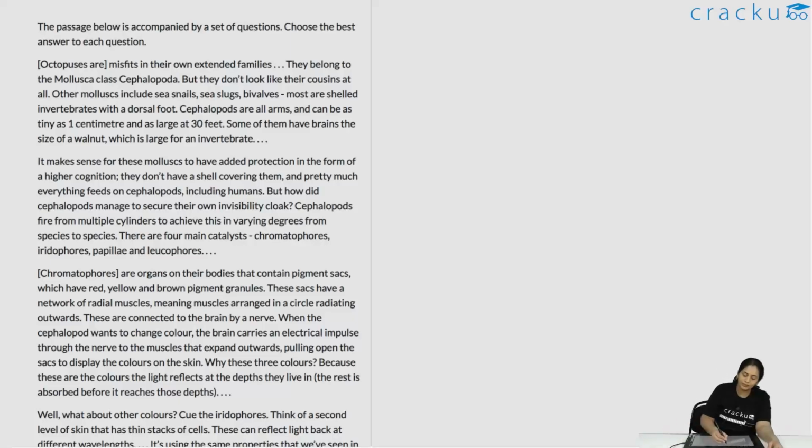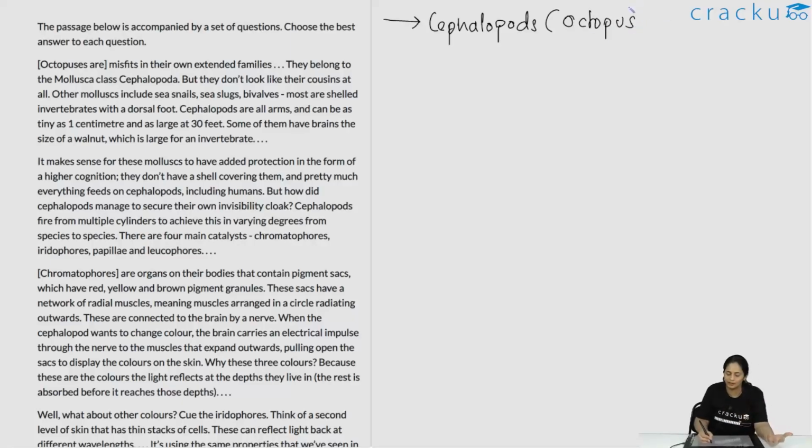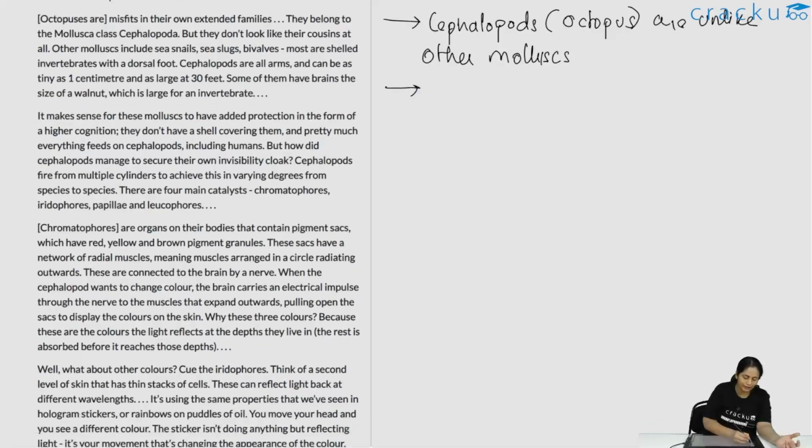So basically what is being discussed over here is that cephalopods, which are octopuses, are quite unlike their other cousins, which are essentially mollusks, in many ways. So they are unlike other mollusks. Now let's take a look at the next paragraph.